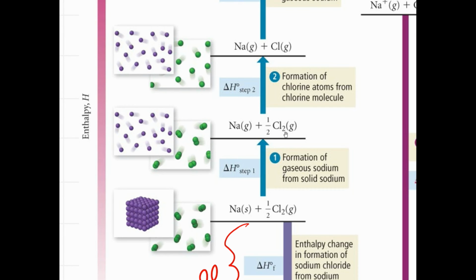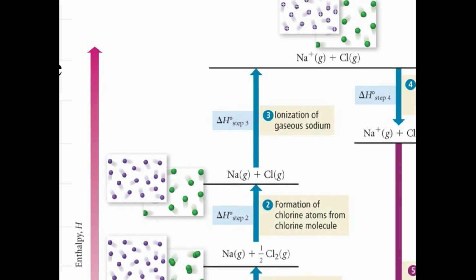In the next step, we're taking chlorine, the diatomic molecule, and we see it here as a diatomic molecule, and we are turning it into gaseous atoms. So we're breaking that bond. We called that the bond dissociation energy. So that was step 2. These correspond to the same steps we saw before.